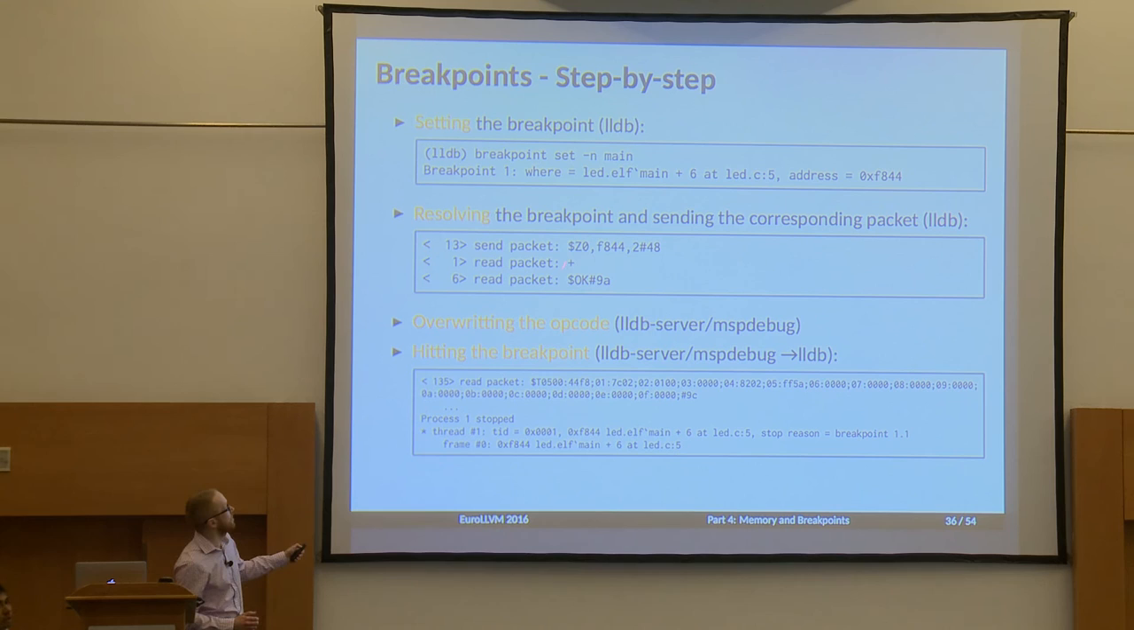Once LLDB server receives the packet, which it does here, it will overwrite the instruction at the location where you want to set your breakpoint. And when the breakpoint is hit, you get the stop packet from LLDB server with signal 05, which corresponds to SIGTRAP, with registers. And LLDB displays you this very nice message.